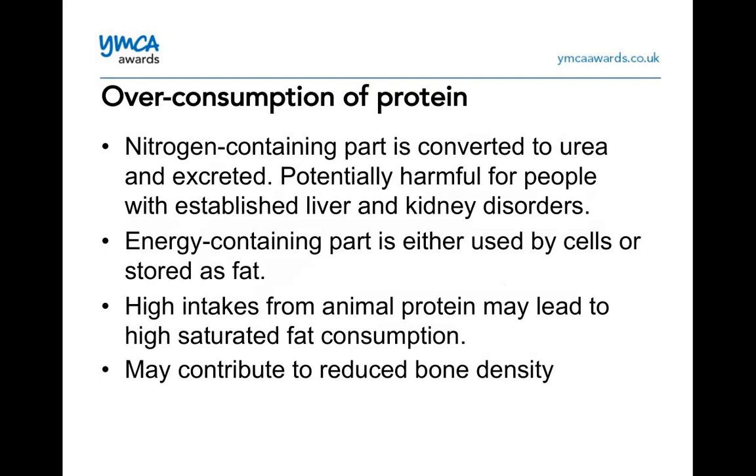So what do we know about overconsumption? The nitrogen-containing part is converted to urea and excreted, which is potentially harmful for people with established liver or kidney disorders. That's the most infuriating part of what I do when I go to a gym and train myself and listen to people who have personal trainers saying, my personal trainer has put me on a high protein diet, limited carbs. I'm like, okay, that's going to get them instant results because they're taking away their carb energy source. But the biggest problem is they don't know if there are any liver or kidney disorders. How do you know if your client has one, other than asking them? How do they know they've got one? All of a sudden, they start consuming lots of protein because they've been advised by their trainer, and then there are potentially harmful things that could happen to their clients.